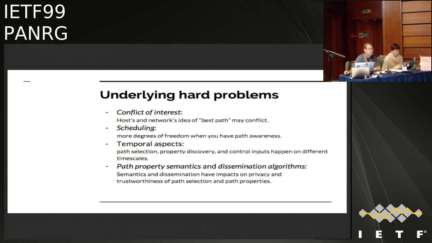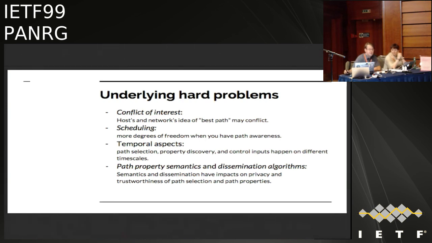If you're talking about scheduling at the transport layer, obviously you have more degrees of freedom when you have path awareness, right? Normally in scheduling, it's like, okay, I'm going to use my various windows, and I know what congestion control is doing, and do I send a packet or not? And now there's a whole different degree of freedom. It's, do I send a packet or not, and which interface do I use, or which path do I use? There are temporal aspects, so all of the various bits of path selection, property discovery, any control input, all of these are happening on different timescales, and things can get very bad if those timescales happen to sync up in a bad way.